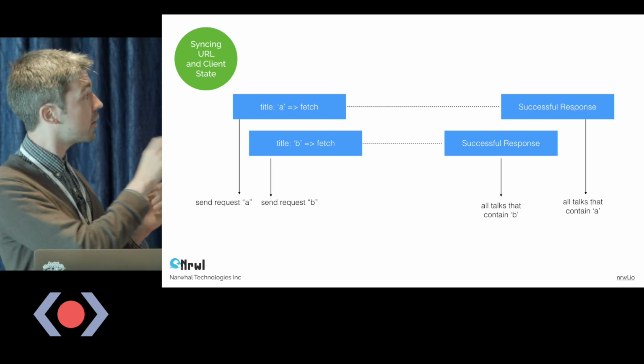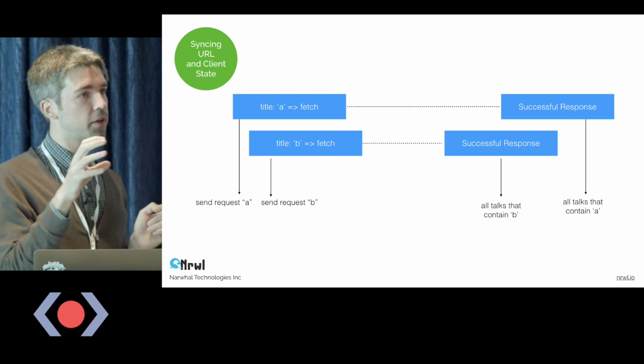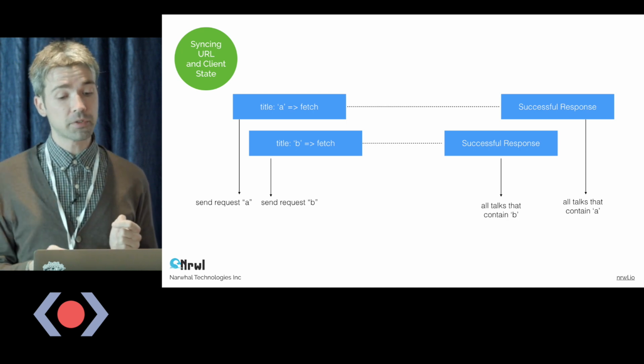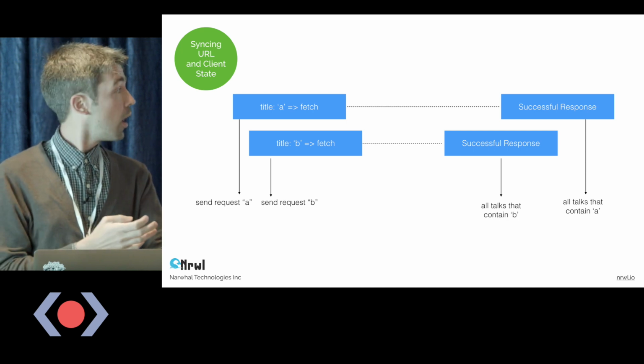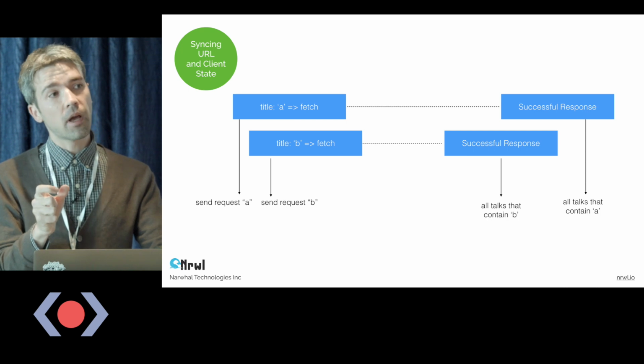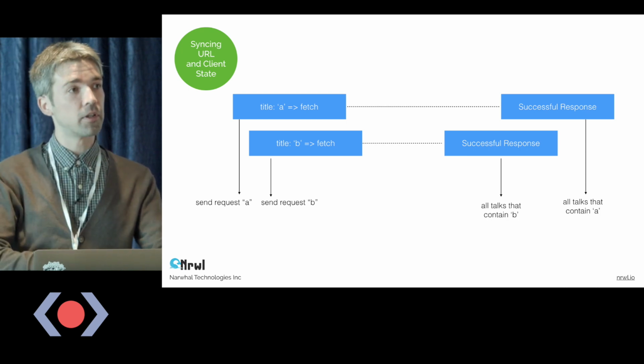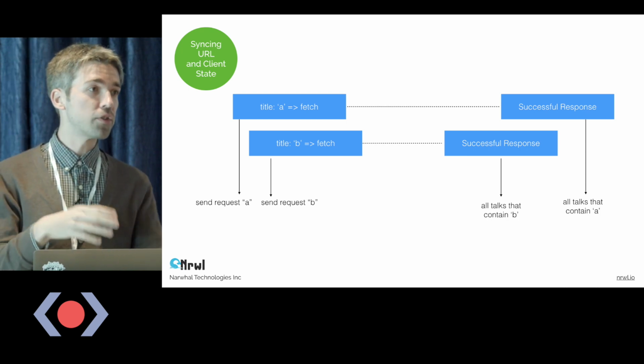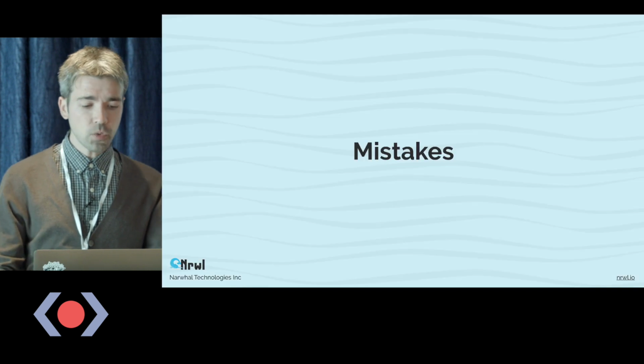We can have it if the second response comes first, or the response for the second request comes first. If it happens, we will see the filter showing B, but the list of talks under the filter will contain A. So the application is broken again. So why is it so hard?